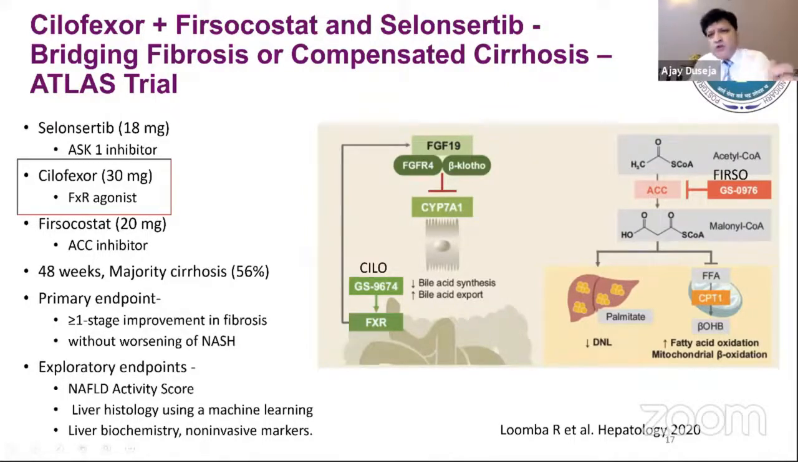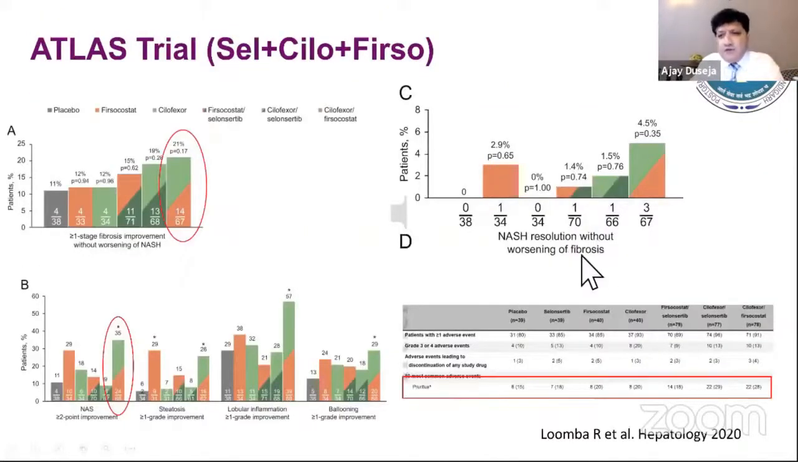Let me just quickly show you the data. Though they did not have much improvement in NASH, if you look at 1-stage improvement in fibrosis, though it was not statistically significant, with the combination of cilofexor and Firsocostat, 21% of them had 1-stage improvement in hepatic fibrosis, in contrast to 11%. So 1-stage improvement even happening in 20% of cirrhotics is probably worth it. But as I said, they didn't reach statistical significance.